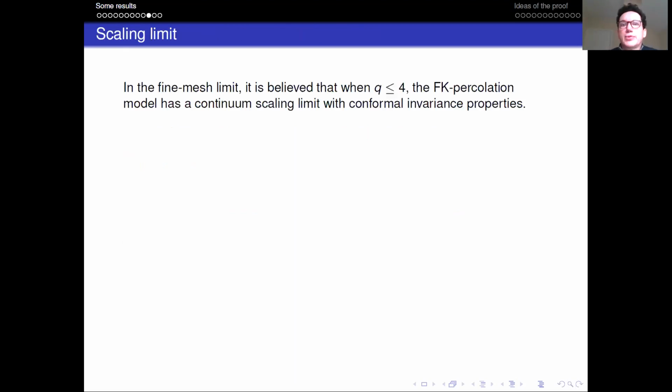And now I start to remind you of a few things about what is believed about these FK percolation models in the large scale limit, because that's what we're interested in here when we let capital R go to infinity and look at these arm exponents. I remind you that when q is smaller or equal to 4, these FK percolation models are conjectured to have a continuous scaling limit with some conformal invariance properties.